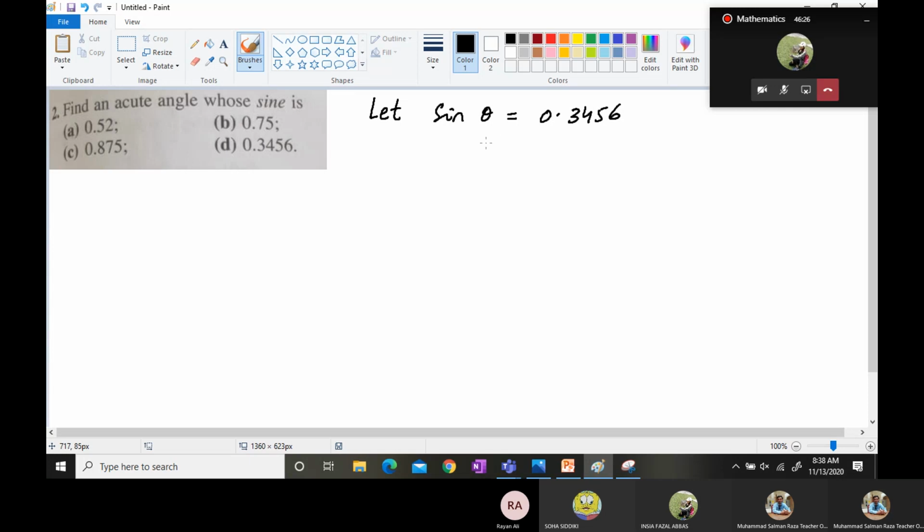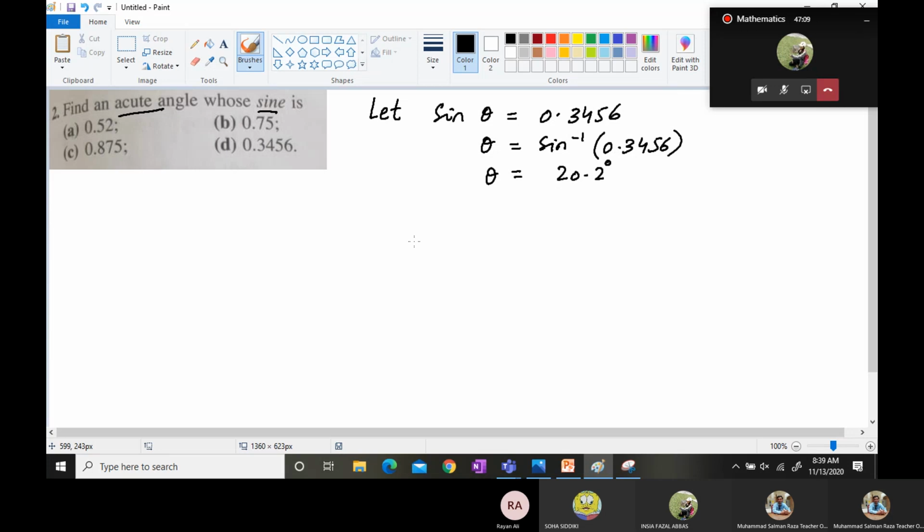Let sine theta is equal to this, and then putting the theta over here and sending sine to the other side, it is going to become sine inverse, and sine inverse of 0.3456 is 20.2 degrees. So we can see over here, this is an acute angle. They were demanding the acute angle whose sine is this, so we started the question like, let sine theta be this.